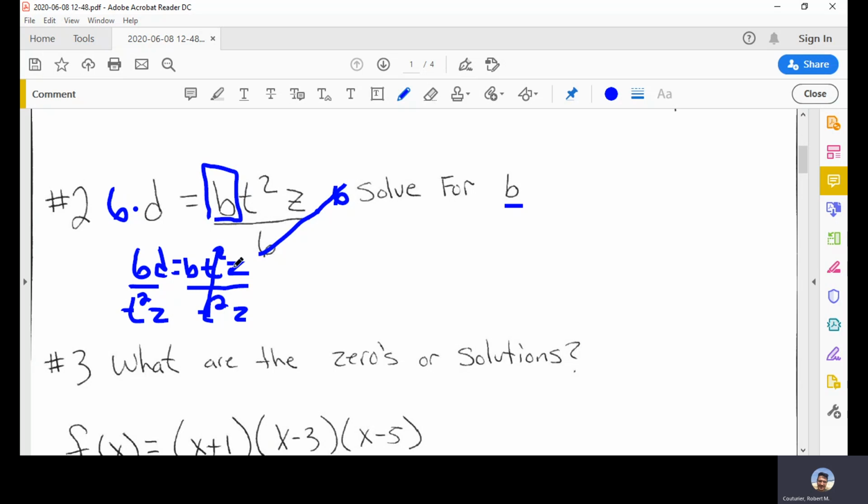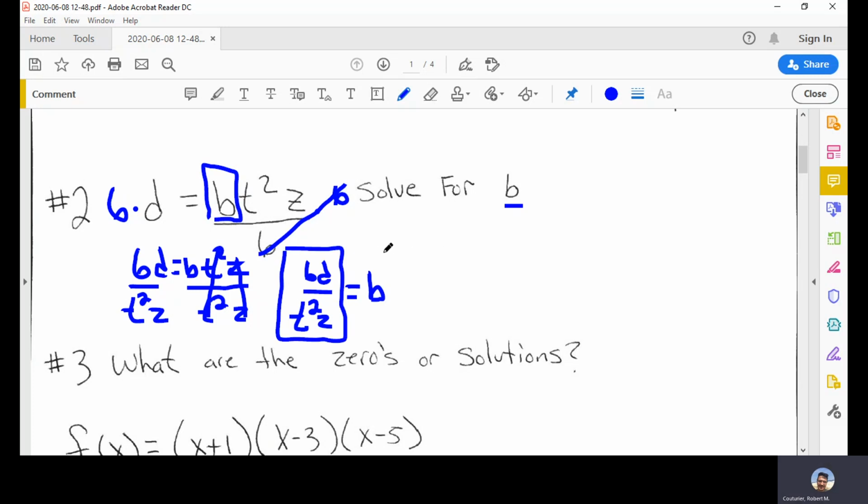Anything divided by itself cancels, anything divided by itself cancels, and you're left with 6d divided by t squared times z equals b. And then this would be your final answer.